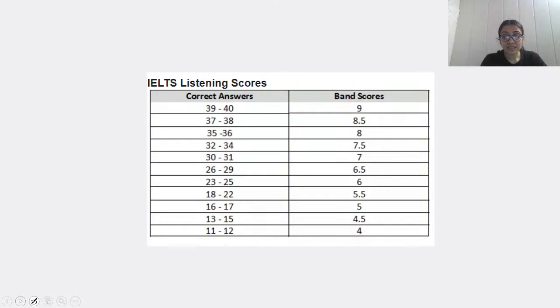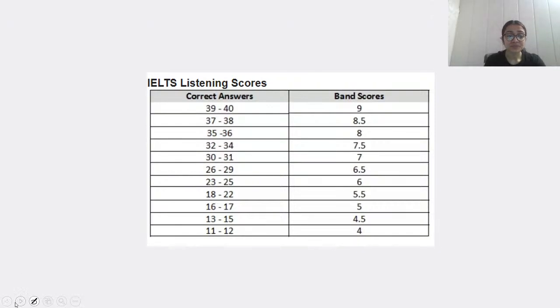Okay. So let's just quickly get started with it, and let's understand the intent and the way through which we have to formulate and go ahead with it. So, 35 to 36 is 8, 32 to 34 is 7.5, and 26 to 29, so that is 26, 27, 28 and 29. If you get anything in this range, you would be marked as 6.5. So make sure that you are not just aware and conscious of the result, but you also give yourself the right marks and right bands as and when required.